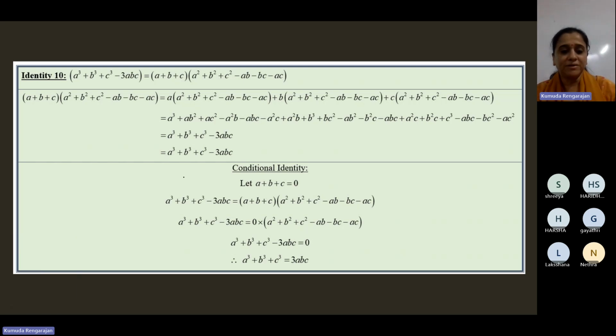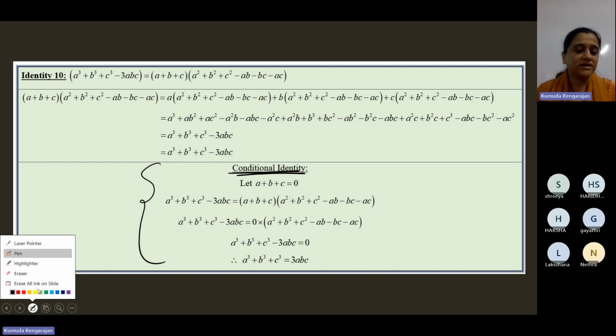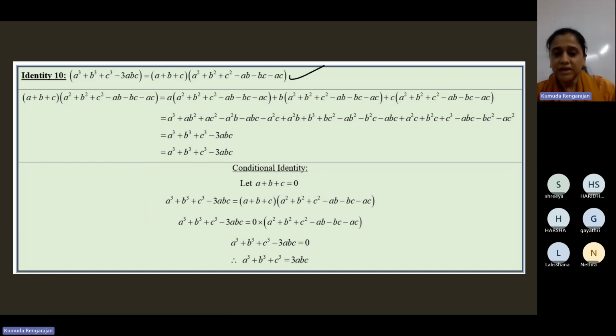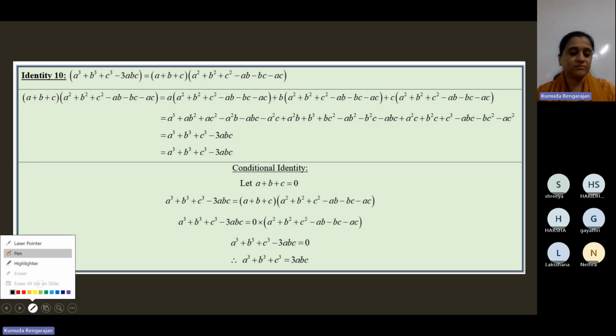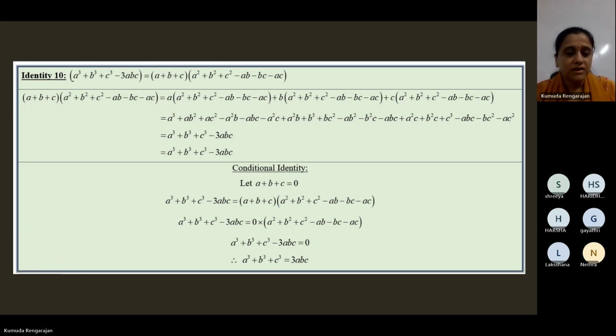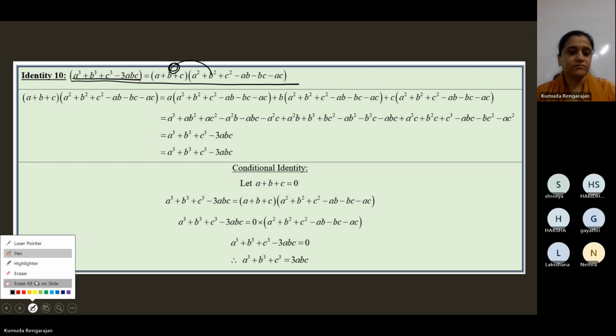Okay. So in the same slide below, you see this conditional identity. Now in this identity, if A plus B plus C is 0, then what is the value of A cube plus B cube plus C cube minus 3ABC? See here. In this identity, if the value of A plus B plus C is 0, then what is A cube plus B cube plus C cube minus 3ABC? 0, because 0 into anything is 0, right?